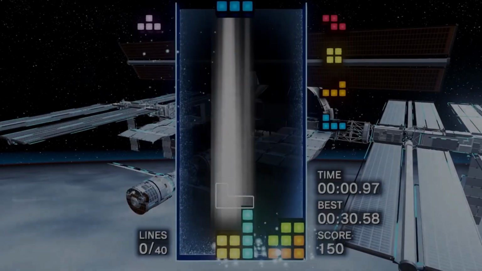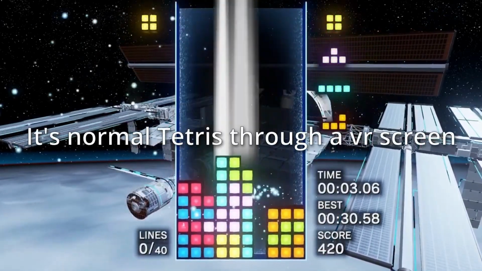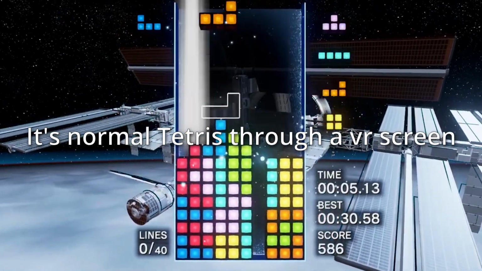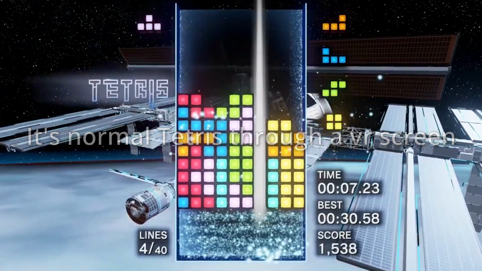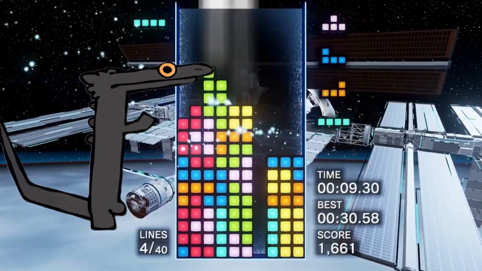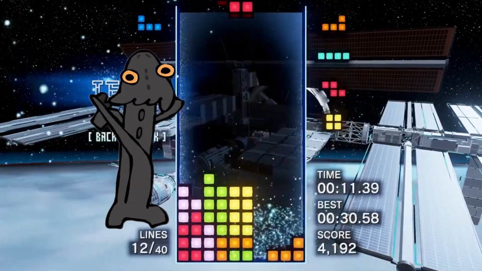Now, I know what you're thinking. Tetris has technically been done in VR before, but Tetris Effect doesn't actually make use of the VR medium. So the idea that I had was to make the player actually make the shapes of the blocks.